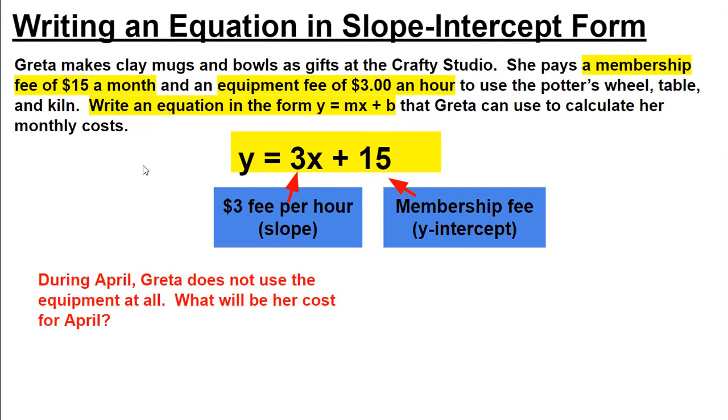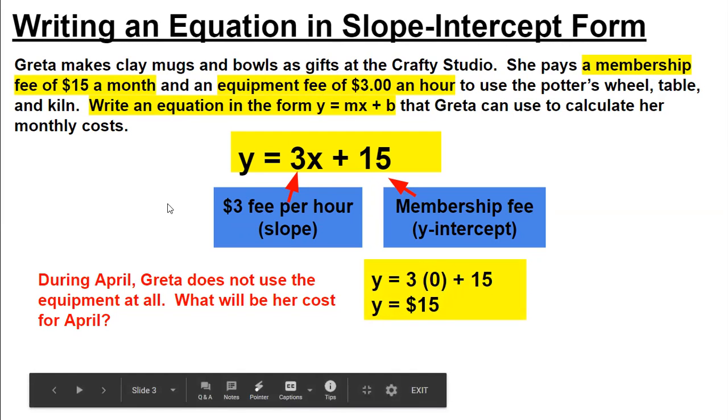During April, Greta does not use the equipment at all. What will be her cost for April? What do you think? Well, is she going to have an equipment fee? No, she's not using any of the equipment. Is she going to have a membership fee? She's still going to have to pay the $15. So we're just going to plug in 0 for number of hours of using the equipment. Then always do multiplication first. 3 times 0 is just 0 plus 15. So we can drop the 0. So it'll be y equals $15. So her cost for April will be $15.